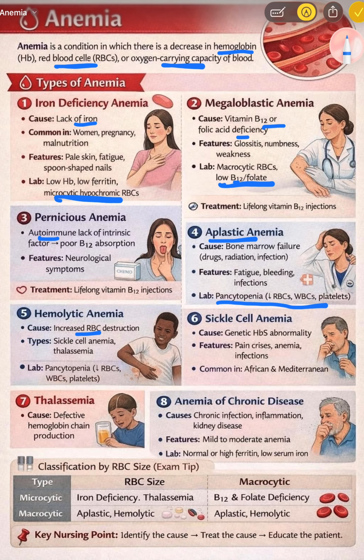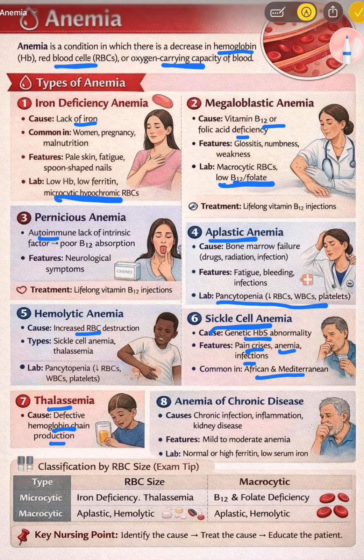Sickle cell anemia. The cause is genetic, that is HbS abnormality, and the features are pancreatitis, anemia, and infections. It is common in African and Mediterranean people. Thalassemia is a defective hemoglobin chain production. Whenever the hemoglobin chain is formed, there is a defect in hemoglobin, and that is thalassemia.